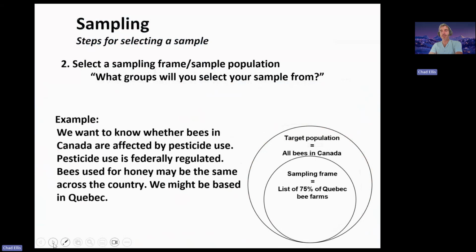So our sampling frame in this case, since we're living in Quebec, we're going to get a list of 75% of Quebec bee farms. So that is our sampling frame. And we're going to take our samples, or actual observations, from within our sampling frame.